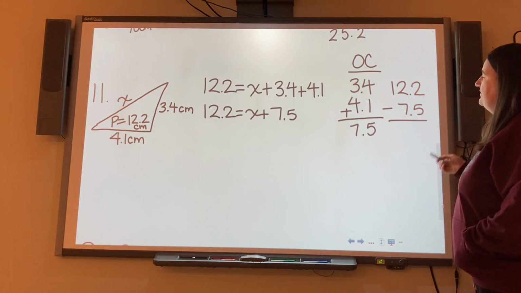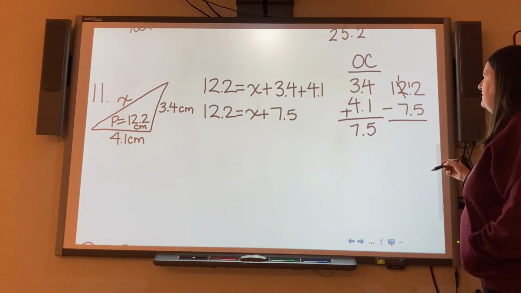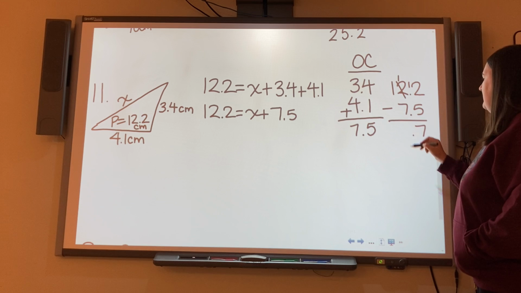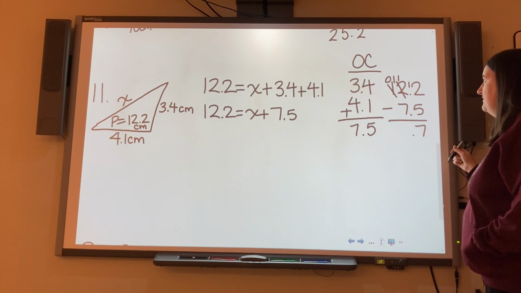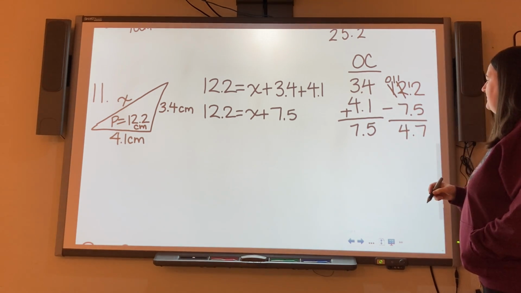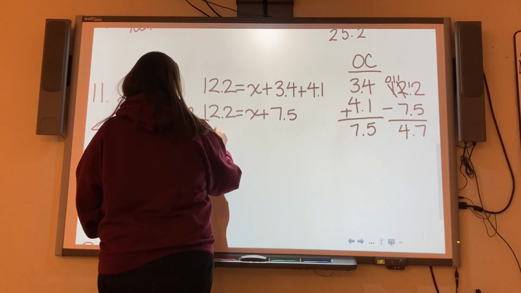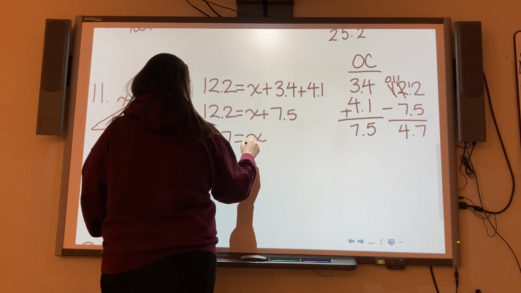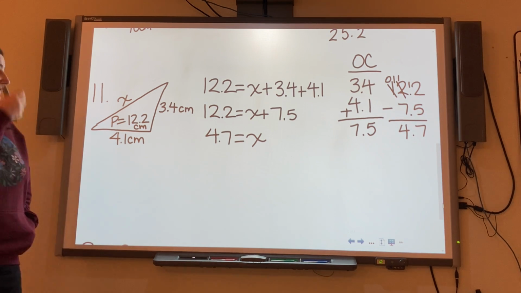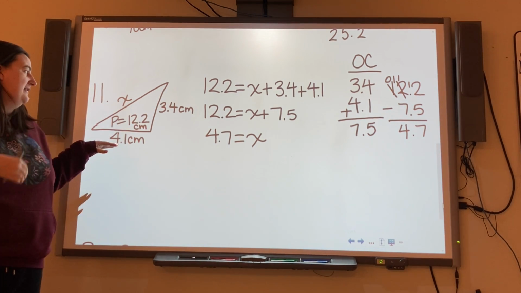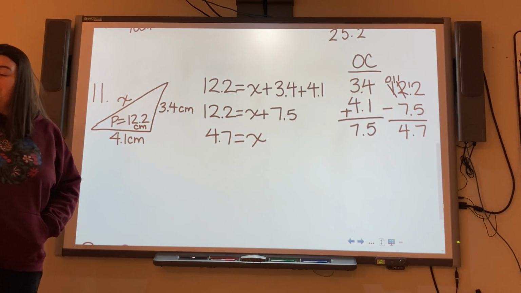So 2 minus 5, can I do that? No, I have to borrow. So that turns to a 1, that turns to 12. 12 minus 5 is 7. 1 minus 7, I can't do that either. Borrow. 11 minus 7 is 4. So now I know that 4.7 equals x. The missing side is 4.7. So I added the sides that I knew, and then I minused them from the total perimeter to find the answer.